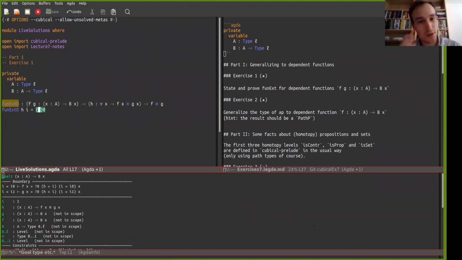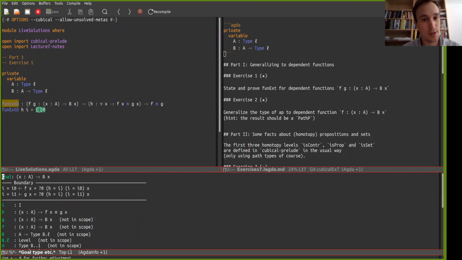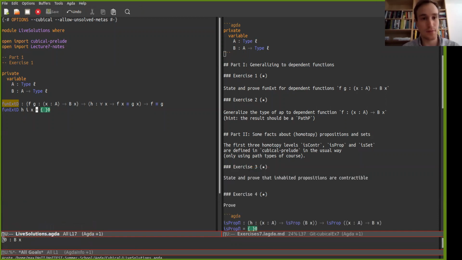So now you can see this a bit bigger. You can see we have to provide a dependent function such that on the boundary, this will just compute to f of x for any x or g of x for any x. So what we can do is we give it one more x. Now it's something of type B of x.